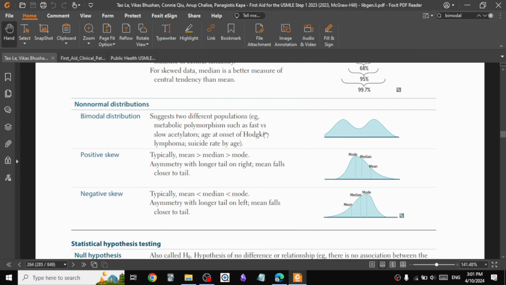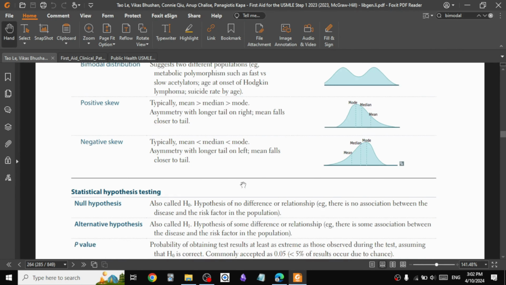This is the only example they've given us. It suggests two different populations, for example metabolic polymorphism such as fast versus slow acetylation. So for diseases, a bimodal distribution is usually just by age of onset. But if you have an allelic distribution where two common alleles are present, we can also trace a graph based on that frequency. So that also matters. Suicide rate by age, it could be that young adults are more prone to suicide, and older adults might also be. So it has different peaks.